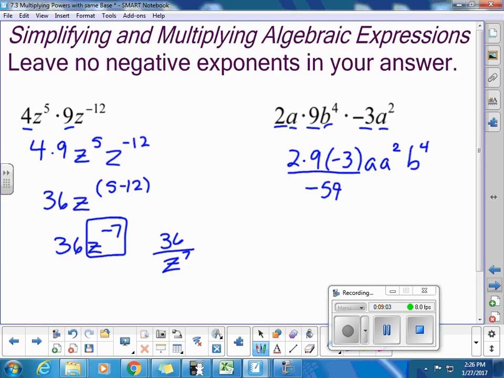So I have my numbers taken care of. This is a to the 1st times a to the 2nd, which is a to the 3rd, or 1 plus 2, b to the 4th. And that is all I can do to simplify that. Sometimes kids are tempted to move that -54 to the denominator because they see the negative, but it is not a negative exponent. It's just a negative number. Negative numbers are fine. We don't have to do anything with them. They're perfectly okay to have.